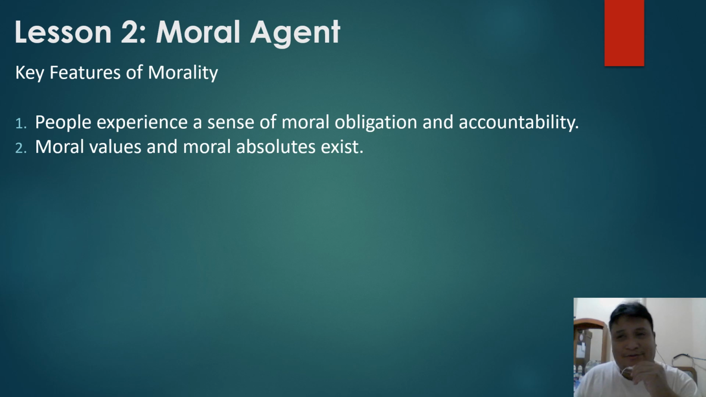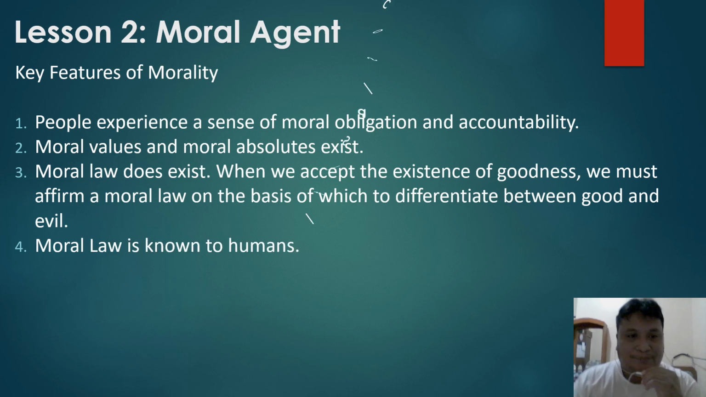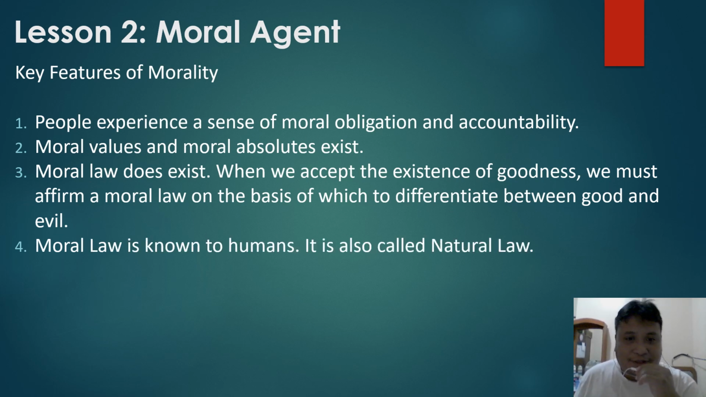When I say abomination, that means yuck, or something that you hate, no? So therefore, moral absolutes exist. All people have a sense of morality. But anyway, I can explain that further in the next features. So that is why moral law does exist. When we accept the existence of goodness, we must affirm a moral law on the basis of which to differentiate between good and evil. Moreover, it is known to all of us. That is why it is a natural law.